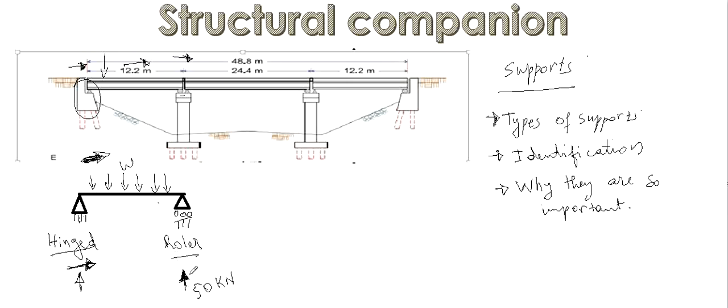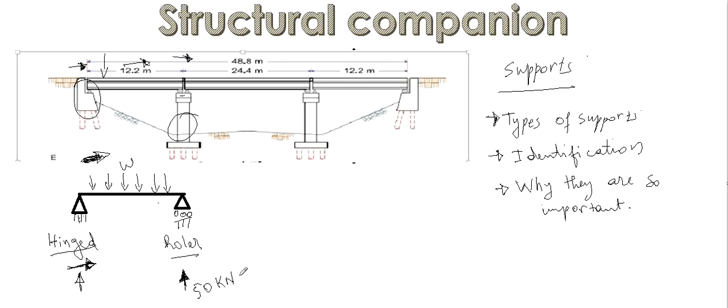So what does it mean? It means those 50 kilonewtons will be supported by this structure here, this column. It will be supported by this column here. Those 50 kilonewtons will be supported by this column. It means your column should be well designed so that it can carry those 50 kilonewtons.